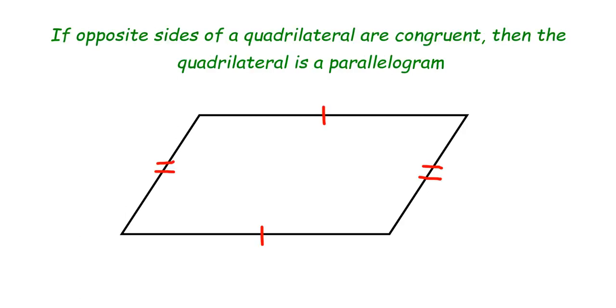So, for example, if opposite sides of a quadrilateral are congruent, then the quadrilateral is a parallelogram. Go ahead, pause the video, copy down this statement here, come back when you're ready to move on.